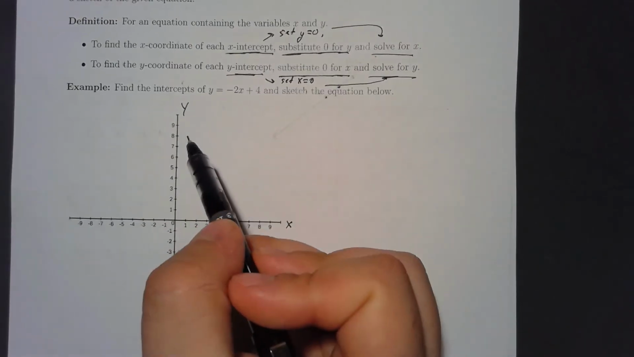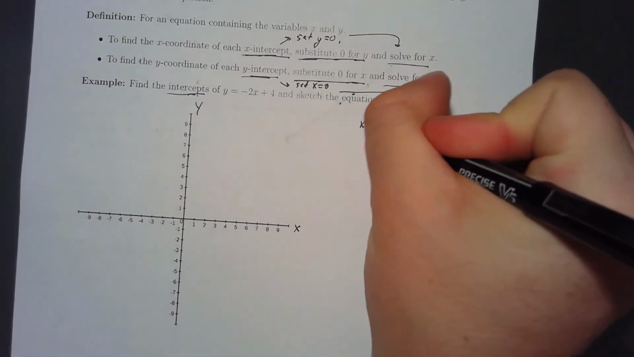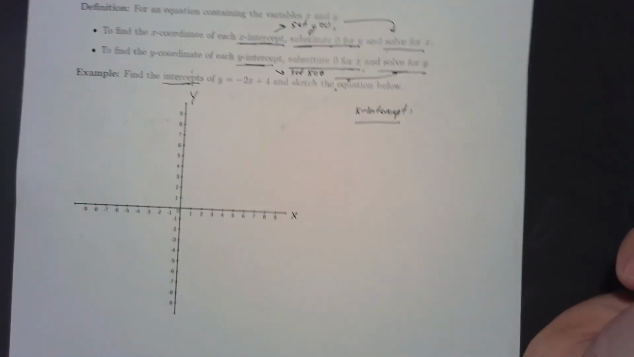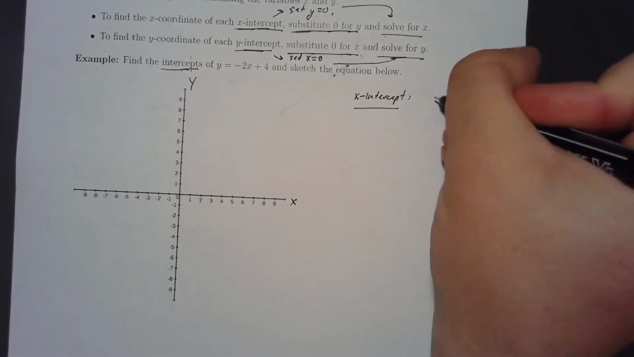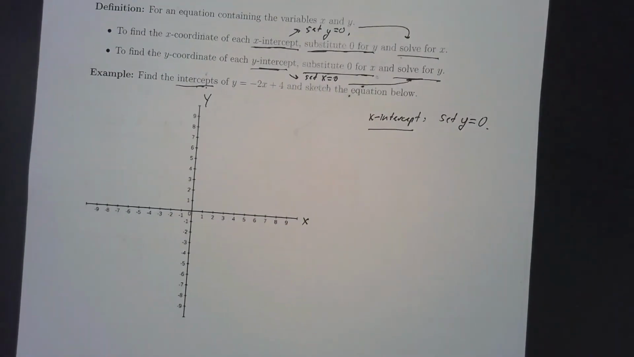So to graph this equation, instead of plotting points like we've been doing, I'm going to find the intercepts. In other words, I'm going to find the x-intercept and the y-intercept. Let's find the x-intercept first. So you're going to set y equal to 0 and solve for x. Intercepts are nice because working with 0 is very quick. It makes things go away really nicely.